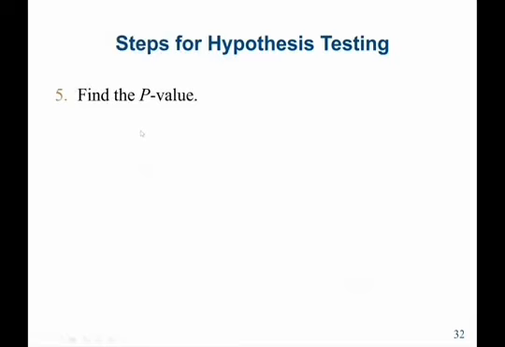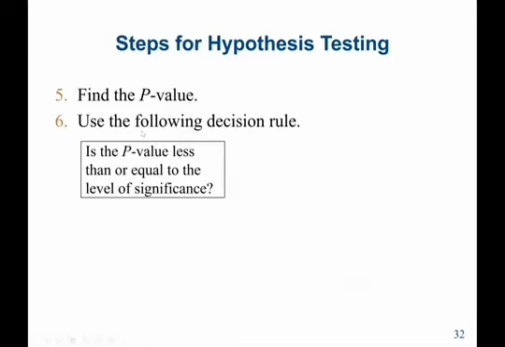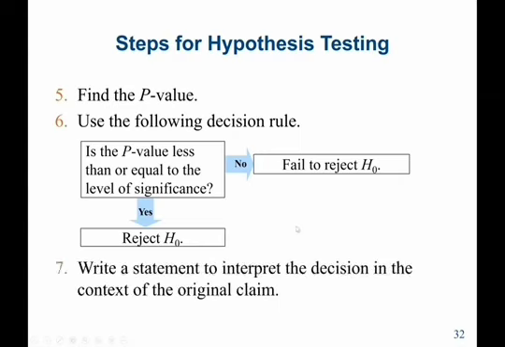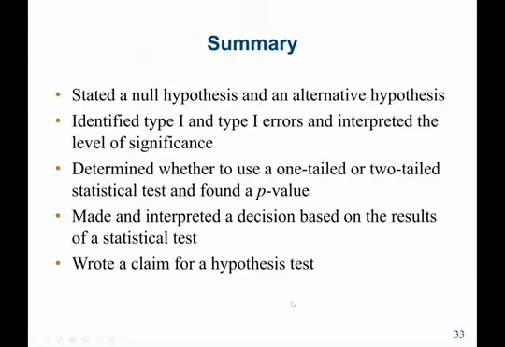Then the next step, we find the p-value. Then we use the following decision rule. If the p-value is less than or equal to the level of significance, then we reject HO. Otherwise, we fail to reject HO. Next, we write a statement to interpret the decision in the context of the original claim.